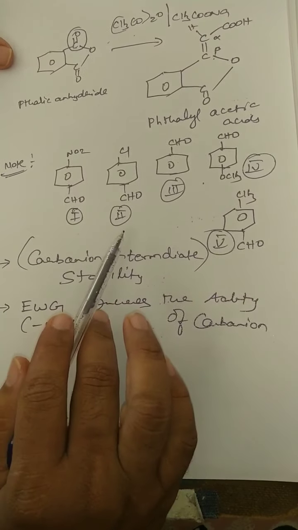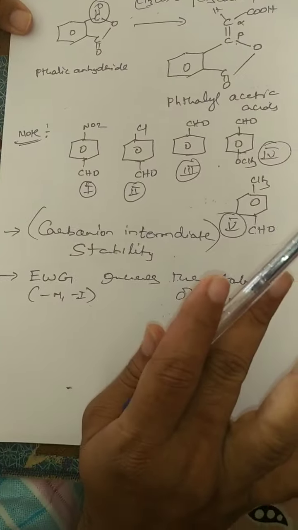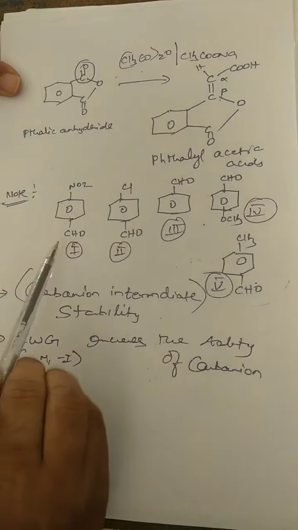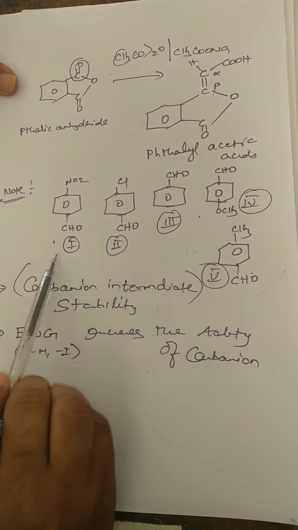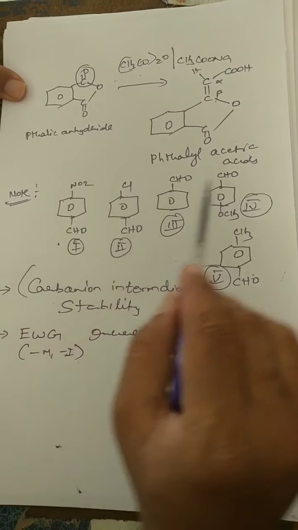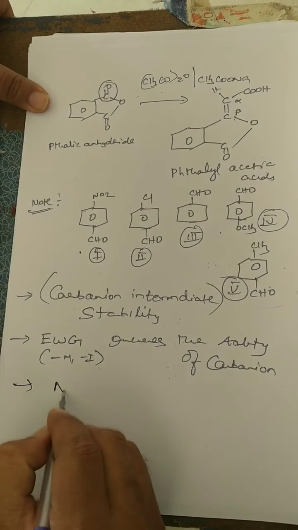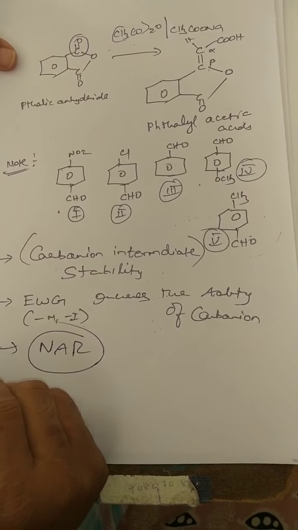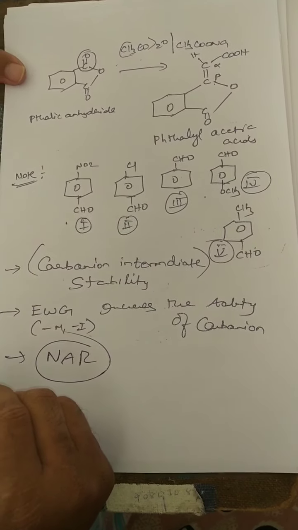See here, which compound will undergo effective condensation? No carbanion is generated from these five compounds, but the acid anhydride will form a carbanion, and that carbanion will attack which carbonyl compound? This mechanism is an example of nucleophilic addition reaction. Already we discussed, electron withdrawing groups increase the rate of nucleophilic addition reactions.